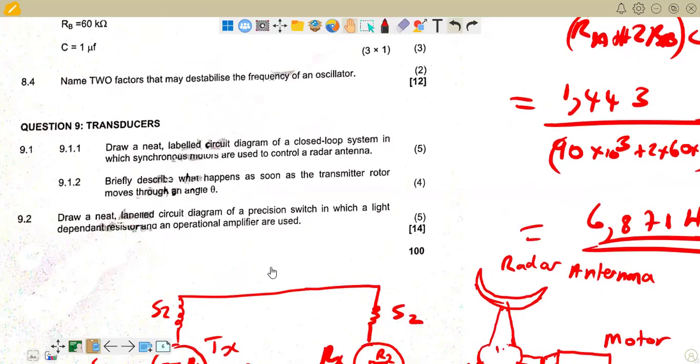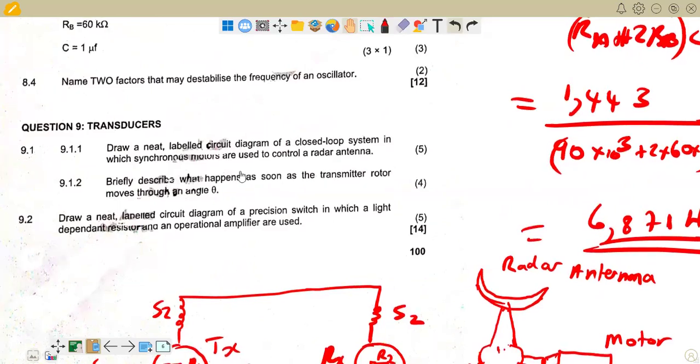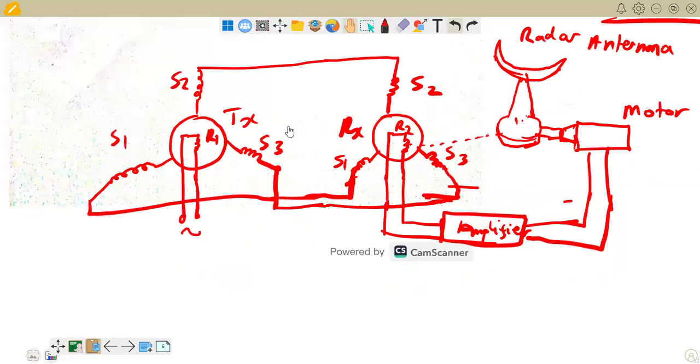9.1.2, briefly describe what happens as soon as the transmitter rotor moves through the angle theta. So we are now explaining what will happen. Number one, the transmitter TX and the receiver RX are in balance as soon as the rotors stand at the same angle. If the rotor of the transmitter turns at an angle theta, the rotor of the receiver will produce an error signal to turn the motor. That's exactly what happens. And then the antenna also turns the rotor of the receiver at the same angle theta so that the error signal becomes 0. That's what basically happens.